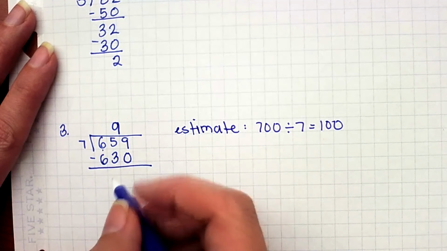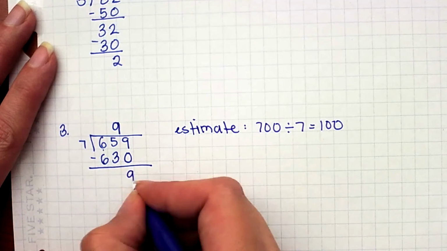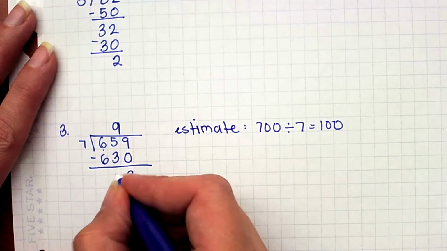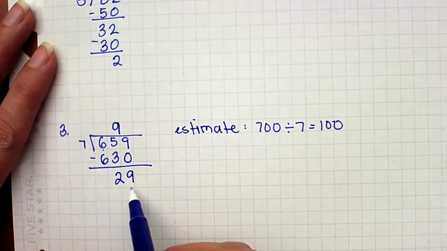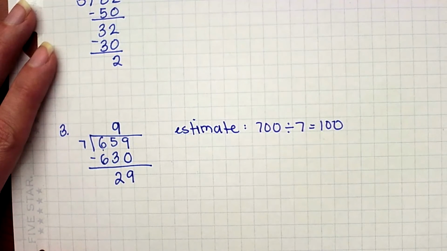659 minus 630 is going to give me 9 minus 0 is 9, 5 minus 3 is 2, and then the 6 minus 6 is 0. So how many 7s are in 29?